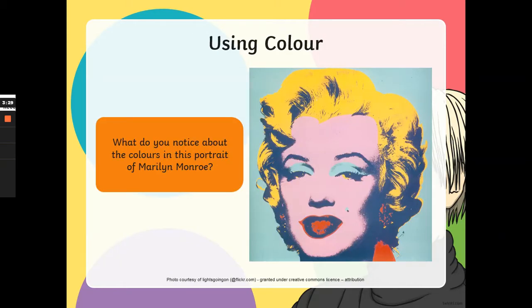Using colour. What do you notice about the colours in this portrait of Marilyn Monroe? This is a really famous picture that Andy Warhol created. This is a lady called Marilyn Monroe. She was an actress years and years ago, before I was born, and she's really famous. And so he created this picture of her, but then he changed it. So you can see here, she did have blonde hair, but he added this yellow colour. He added the blue here. He added a blue background, and he kind of gave her a pinky purpley face. So he's changed all the colours into block colours. You can see he's not just drawing or colouring it, say with a crayon or a pencil, he's doing block colours.